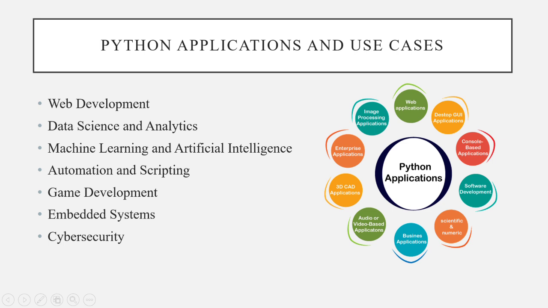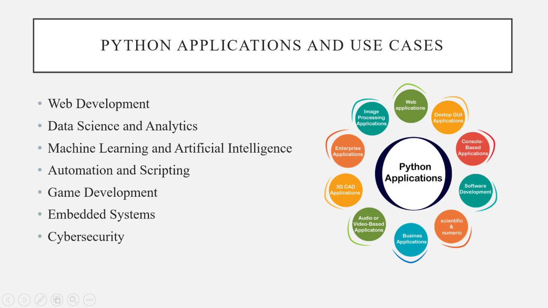For example, let's say you want to create a blog where you can share your thoughts. With Python and a tool like Django, you can build a simple blog website that lets you write, edit, and publish posts online. And the second one is data science and analytics.